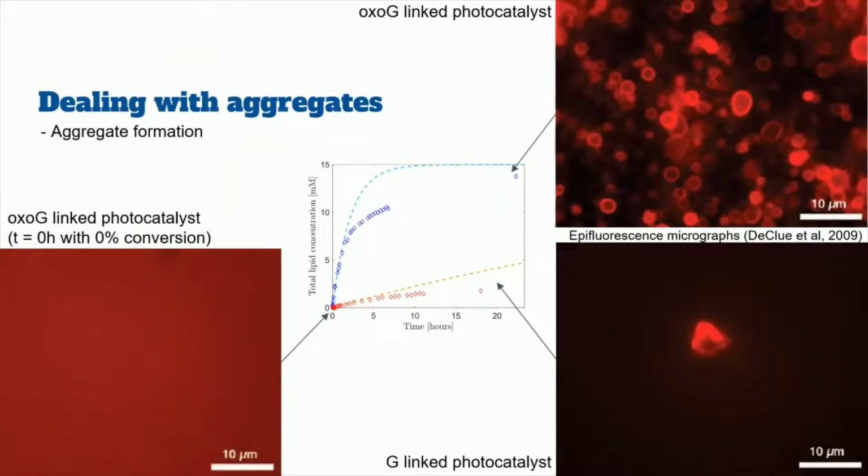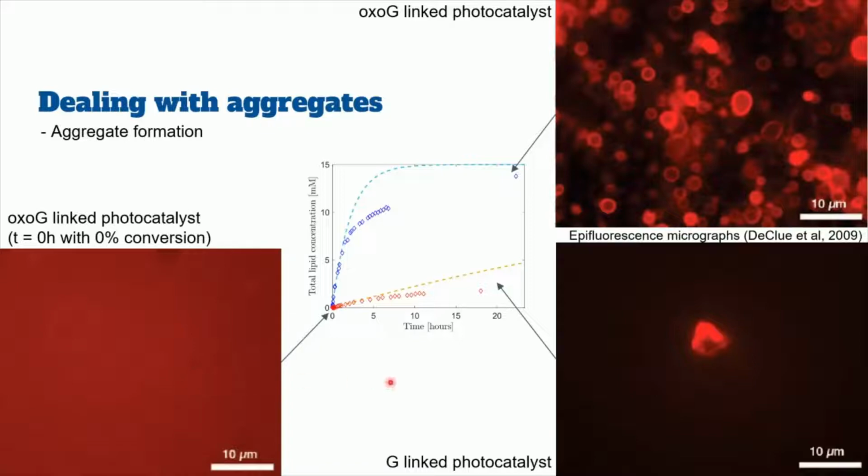To get a better understanding of the formation of aggregates, we have three epifluorescent micrographs showing the aggregate formation at different times for both the oxoguanine and guanine experiment, that is with and without photocatalysis. The micrograph in the left bottom corner depicts a sonicated solution of small precursor drops before light is applied to the sample. Note that the drops are so small that they cannot be seen on the micrograph. They are around 10 nanometer in radius.